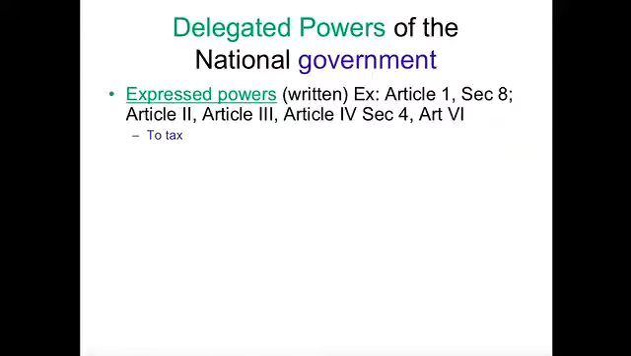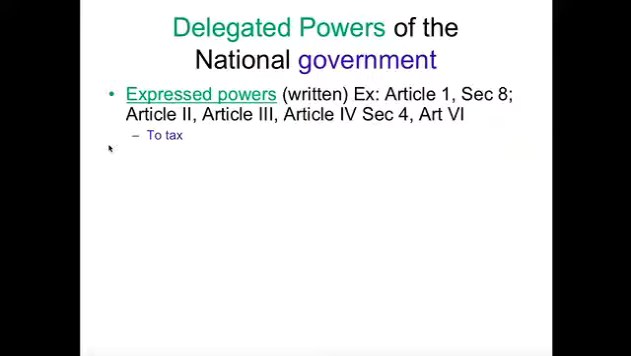So, let's just quickly look at some examples of delegated powers called expressed powers. I've given you some different locations in the Constitution. Article 1, Section 8 lists the powers of Congress. Article 2, you can go over the powers of the executive branch. Article 3 lists powers of the Supreme Court. Article 4, Section 4 will go over interstate relations and what states can do. And Article 6, the supremacy clause, means that the national government is supreme over all things.